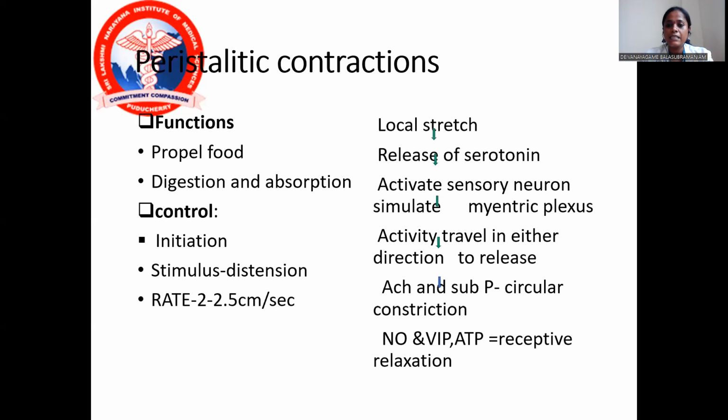The mechanism behind that is local stretch. Whenever food enters the intestine, there will be local stretch. This causes release of serotonin, which activates the sensory neuron and stimulates the myenteric plexus. This activity in turn travels in either direction to release acetylcholine and substance P for circular constriction, whereas nitric oxide and VIP produce receptive relaxation.